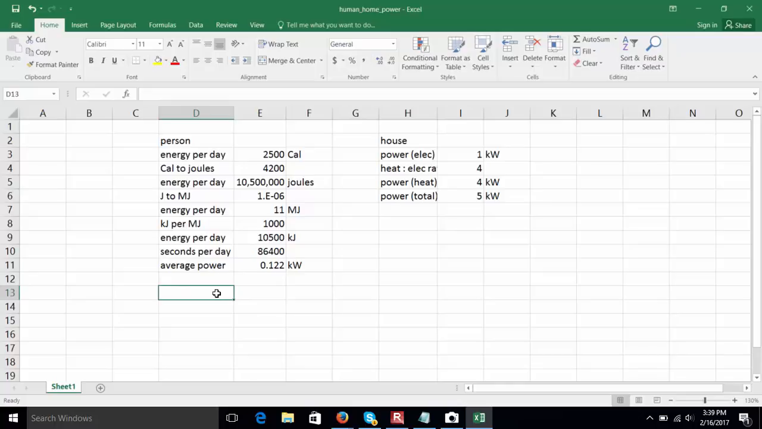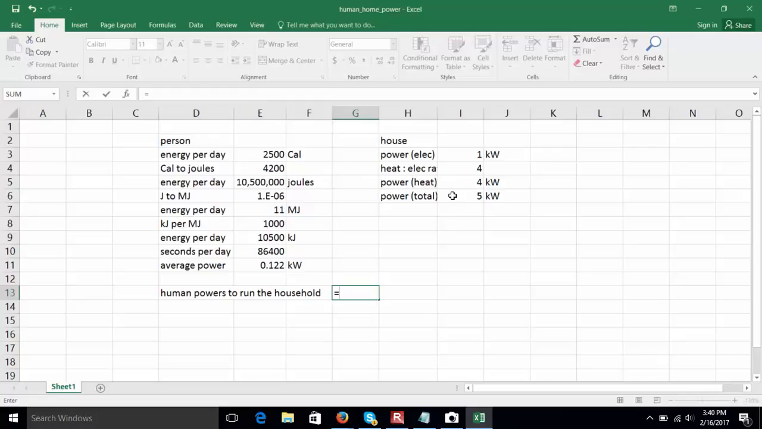So now we say human power to run the household. Let's say run, not to run home, but to run the household. That equals this number divided by this number. So you're going to need 41 people pedaling on those bicycles 24/7.